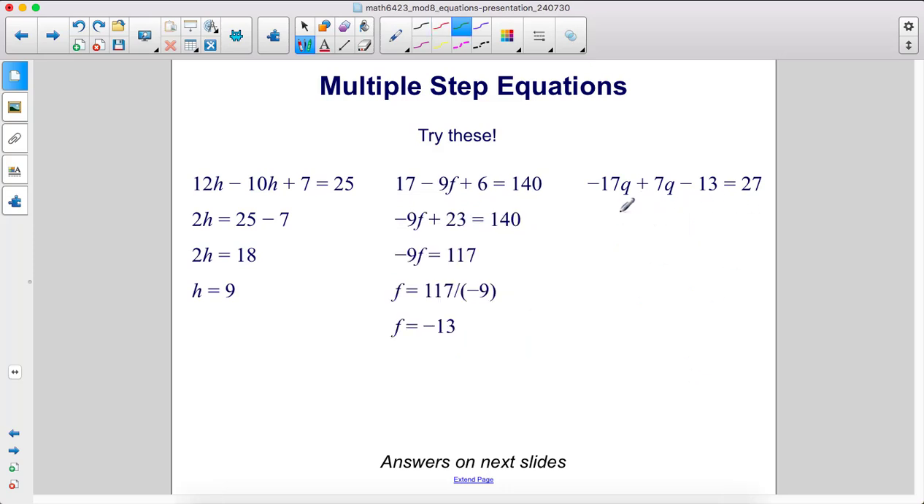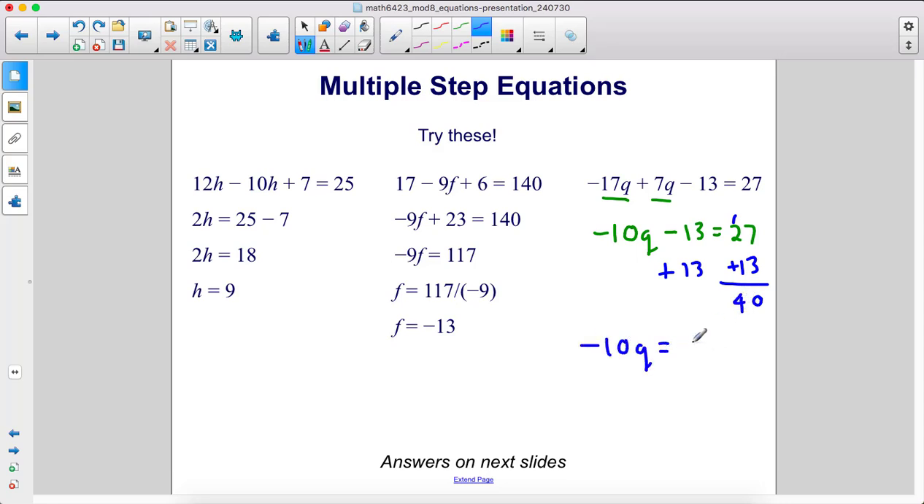All right, finally we have this one. Here are some like terms. So negative 17q plus 7q would be negative 10q minus 13 equals 27. All right, so we're going to add 13 to both sides. All right, so 7 plus 3 is 10. So 3, 4, 40. So we have negative 10q equals 40. Then we're going to undo that multiplication by dividing both sides by negative 10. And we get q equals negative 4.